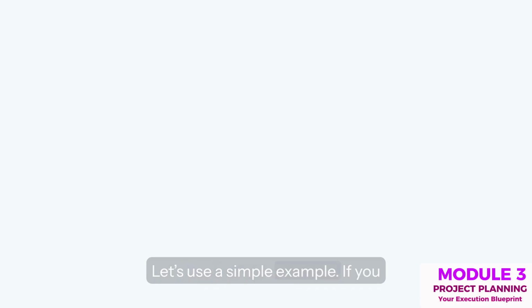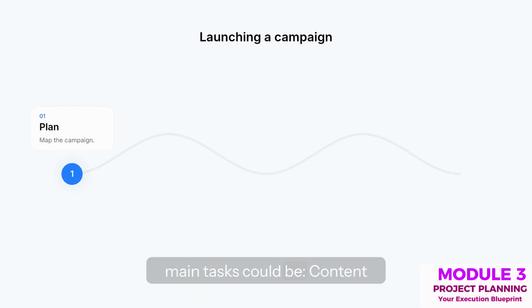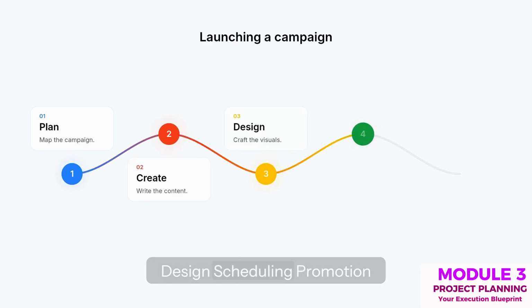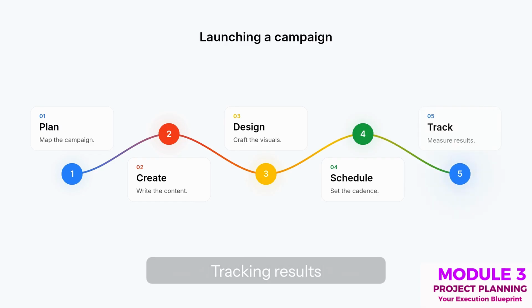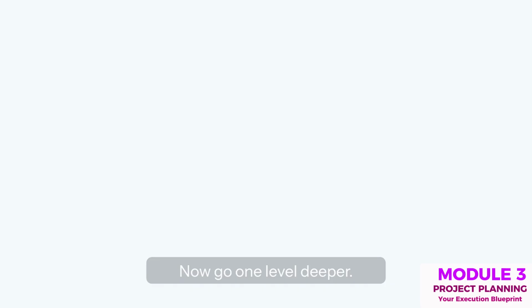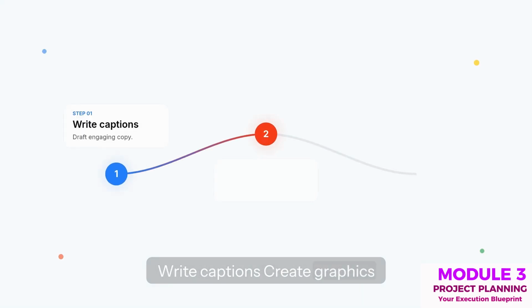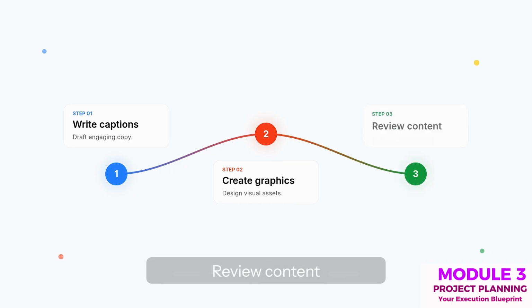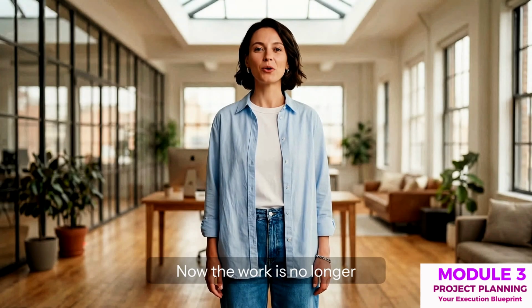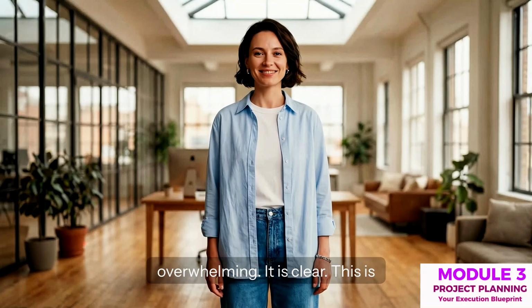Let's use a simple example. If you are launching a campaign, your main tasks could be content planning, content creation, design, scheduling, promotion, tracking results. Now go one level deeper. Content creation becomes write captions, create graphics, review content. Now that the work is no longer overwhelming, it is clear. This is how professionals think. They break complexity into manageable actions.